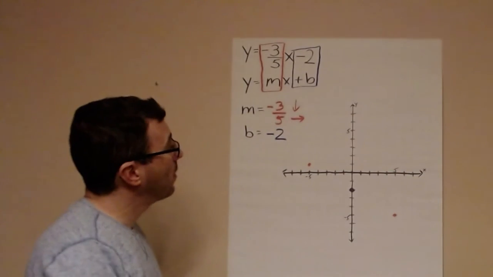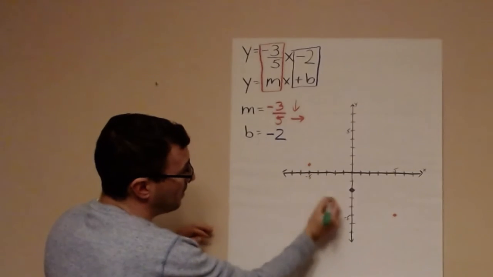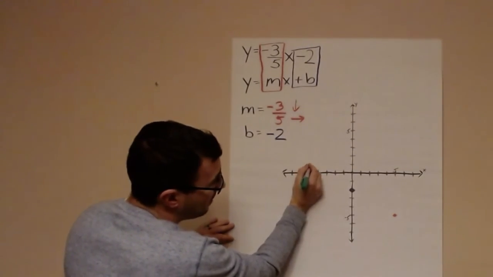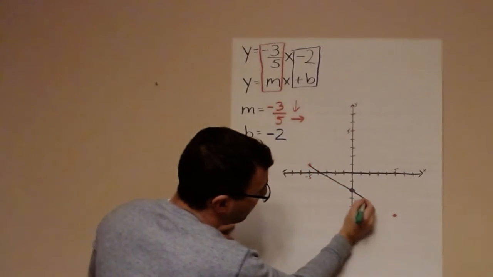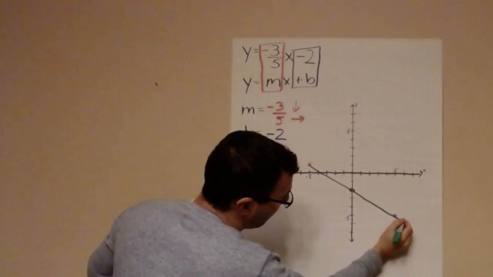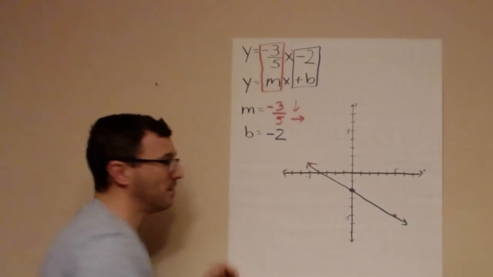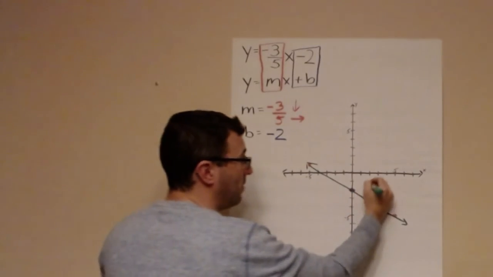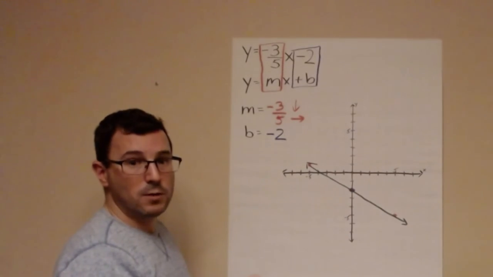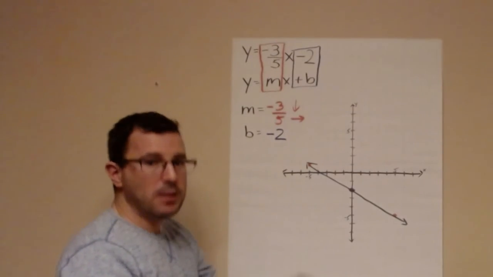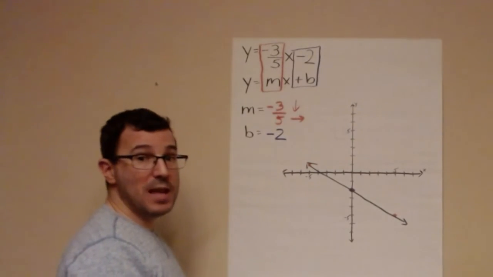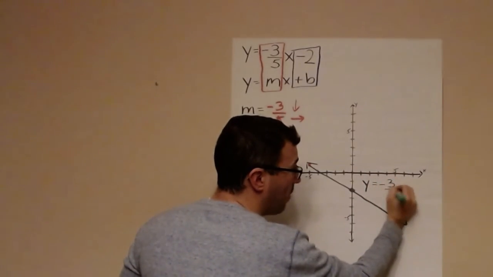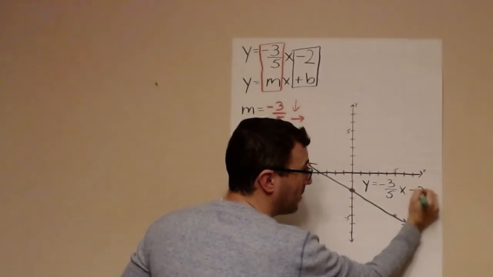Okay, green this time. So what I'm going to do is go from this point. Let's see if I can do this freehand again. A little off, a little off. But there we go. There is our line for y equals -3/5x minus 2.